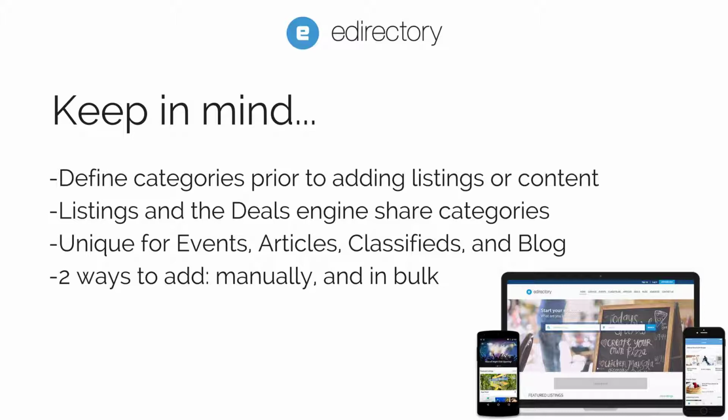The categories you define for listings will also apply to the deals engine for a smoother operation between listing owners and the special deals that they share with your community. You have the option to define unique categories for events, articles, classifieds, and your blog, making each of these features on your eDirectory site operate in a tailored fashion for a better user experience. There are two ways to add categories, both manually and in bulk, and we'll cover both.